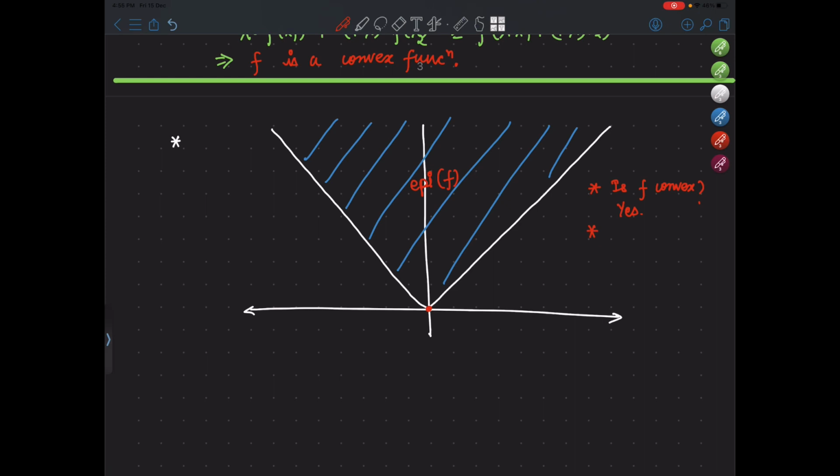You can also see that its epigraph is a convex set. The epigraph of f is a convex set. So a function need not be differentiable in order to be a convex function. So a convex function need not be differentiable.